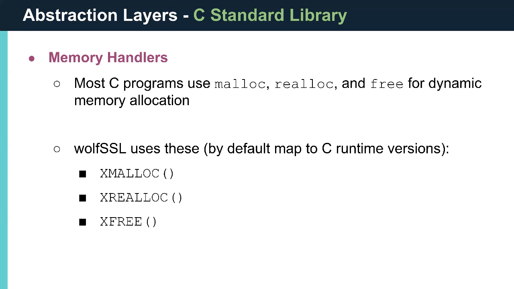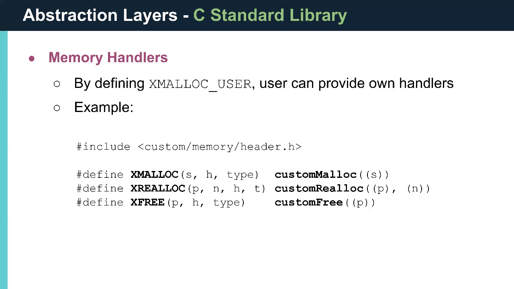And we abstract the memory handlers internal to our code as XMALLOC, XREALLOC, and XFREE. So if you build wolfSSL, you define XMALLOC_USER when compiling the library. You can then override these to your own memory handlers. So you would just define XMALLOC, XREALLOC, and XFREE to your own custom malloc, custom realloc, and custom free. Everywhere internally to our library is going to call XMALLOC when it wants to malloc memory, which will then end up calling down into your custom memory handler.